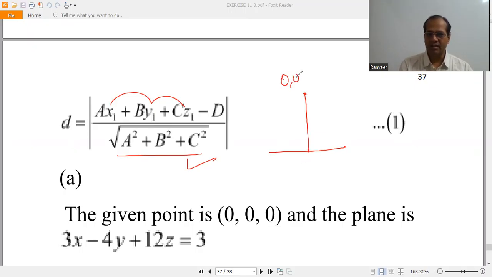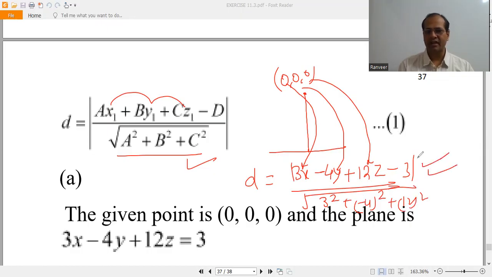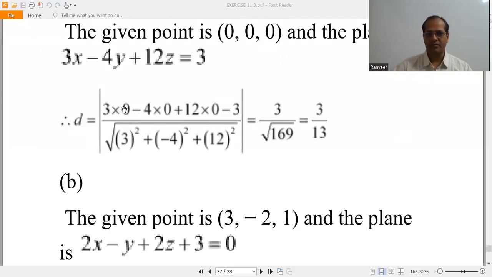So the point is 0, 0, 0, and suppose the plane is 3x minus 4y plus 12z minus 3. So we have to find out the distance d. What we have to do is substitute in place of x, y and z. After that, taking the mod, divided by root under 3 square plus minus 4 square plus 12 square. So whatever answer we get is the value. Just substitute 0, 0, and distance is always positive. So this is 3 by 13.